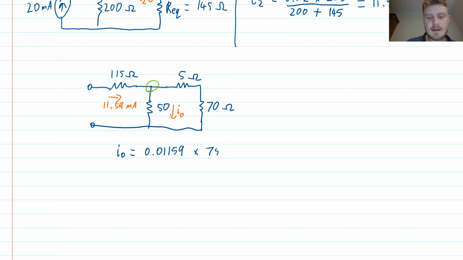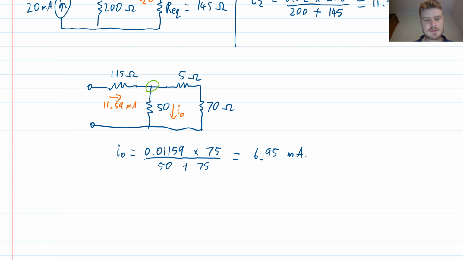branch. The resistance in the other branch is 75, and all of that is divided by the sum of the resistances, so that's 50 plus 75. So again, we'll just calculate all of that. Bear with me. 0.01159 times 75 divided by 50 plus 75 is 6.95 milliamps. So 6.95 milliamps will go down this particular branch.